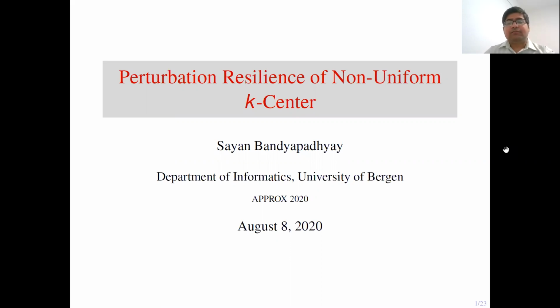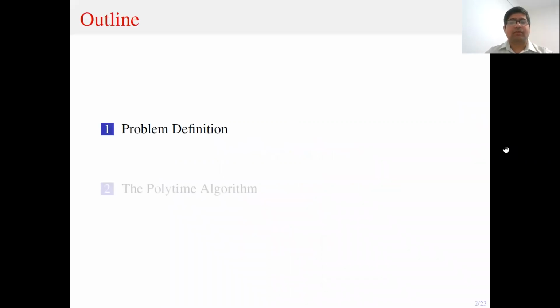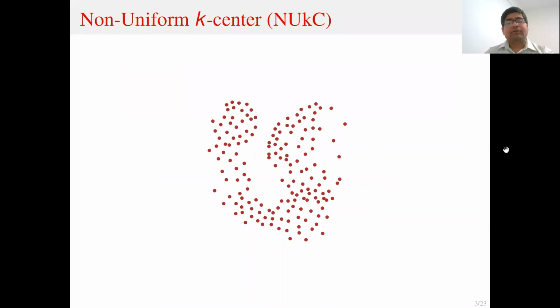Let me start with the definition of the non-uniform k-center problem, which is a geometric clustering problem. In this problem, we are given a set of points in some metric space. You can think of the Euclidean plane for simplicity. And here the task is to partition the points into k groups or clusters such that each cluster contains similar points. And here the notion of similarity is captured by the balls. So a cluster must be contained inside a ball.